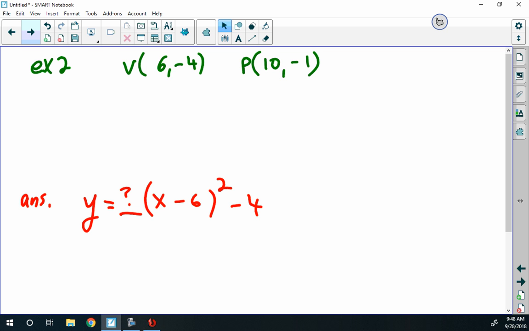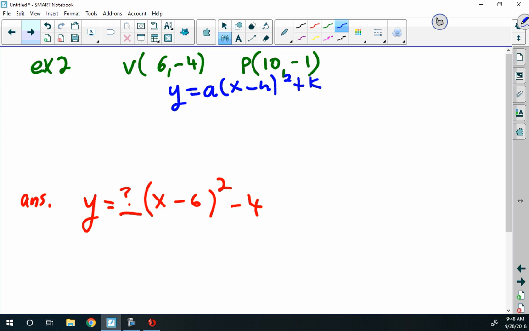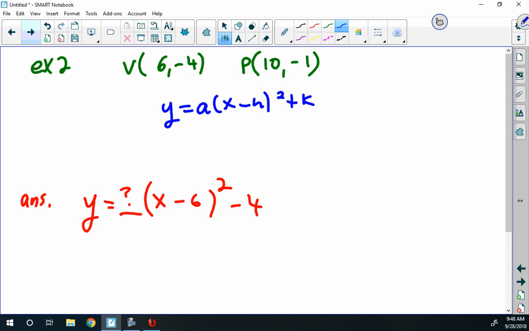Those are all hints. Substitute. We're going to substitute. What's our tool we're using? y equals A times x minus h, the quantity squared, plus k. The point P gives us an x and a y, doesn't it? The point P gives us our x and our y.